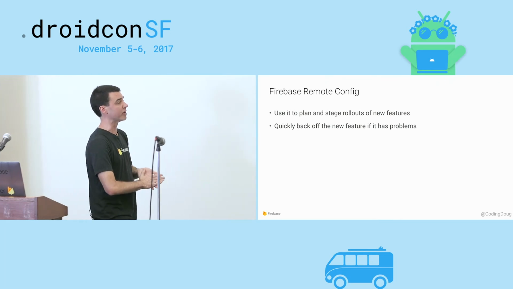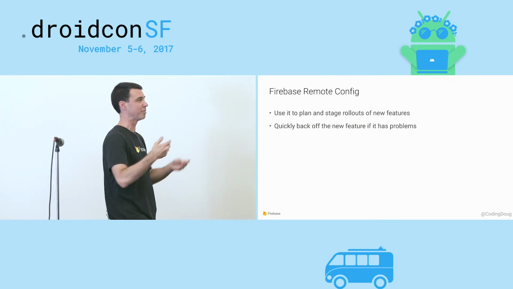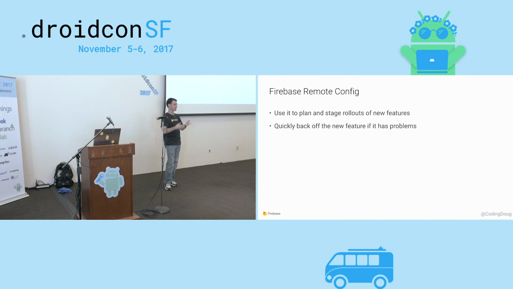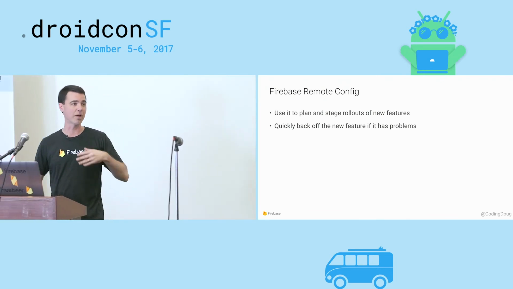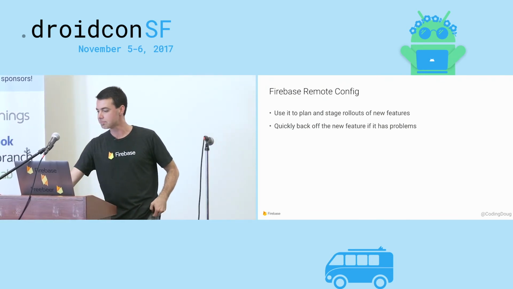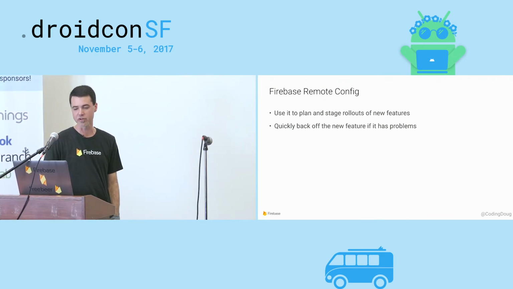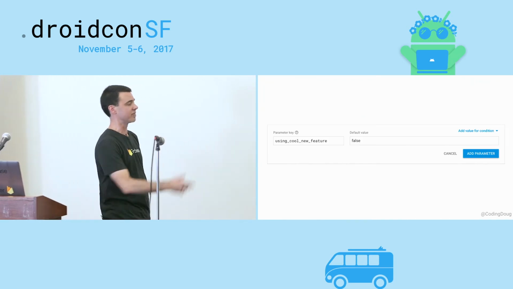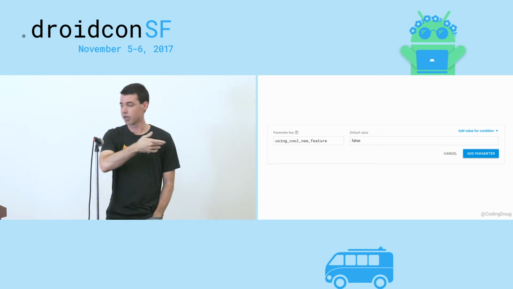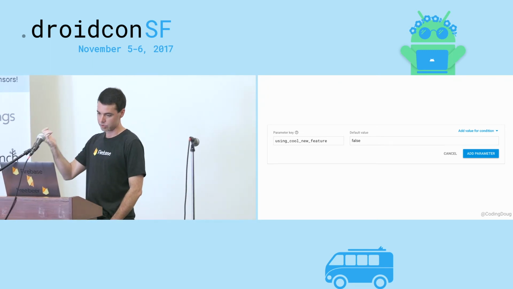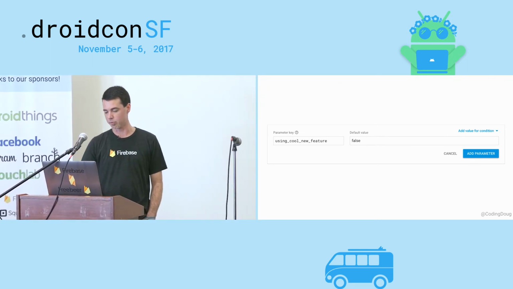So what you can do with remote config is code any new features behind a remote config parameter. It's just a simple Boolean. Do I show this feature or not? And you flip the switch on the console so that your users see it basically all at the same time without having to wait for publication. If you want to test a new feature, this is the remote config console in the Firebase console. You can define a new parameter, I'm going to call it using_cool_new_feature, and the default value will be false.